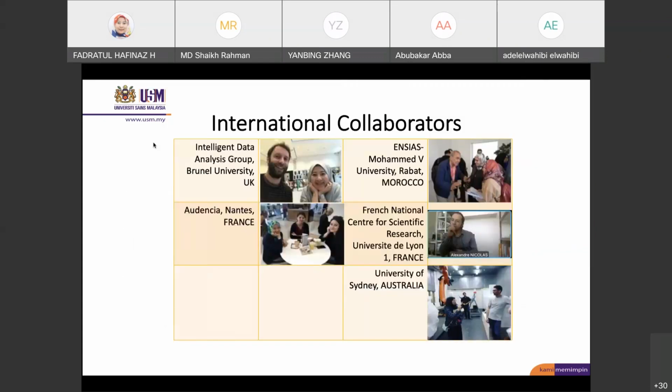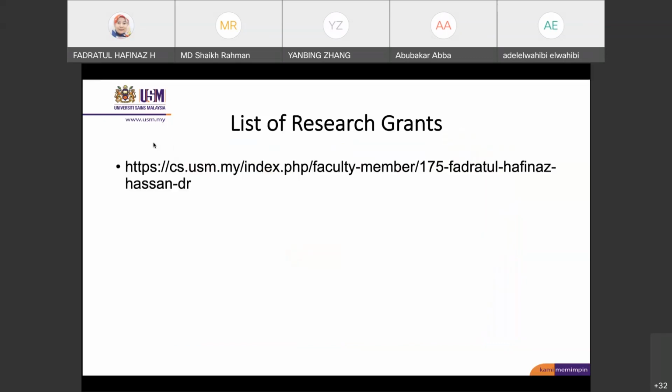So here are my international collaborators. The bearded person is my ex-supervisor from Brunel, and a researcher from Audencia Nantes, France, and also Université de Lyon, France. Other researchers are doing optimization, from Morocco, and ABM modeling with the University of Sydney, Australia. If you are interested to know more about my research, you could go to the link on the computer science web page, to see what pedestrian simulation is, the list of my grants and my publications. Please help yourself to the link given.